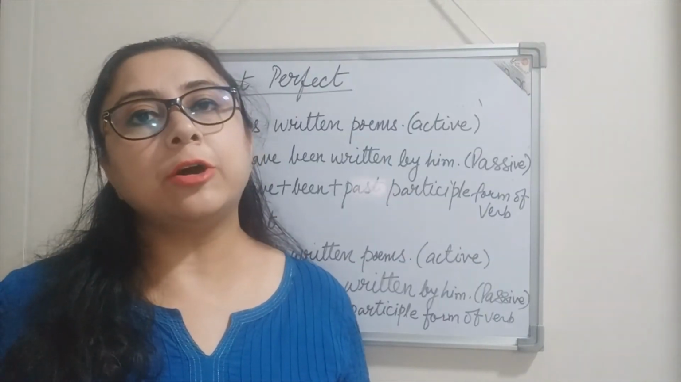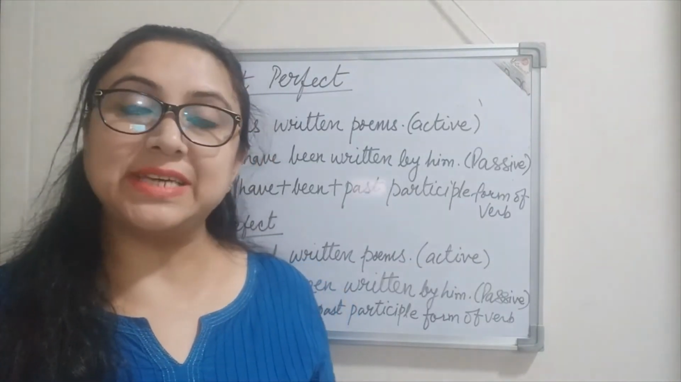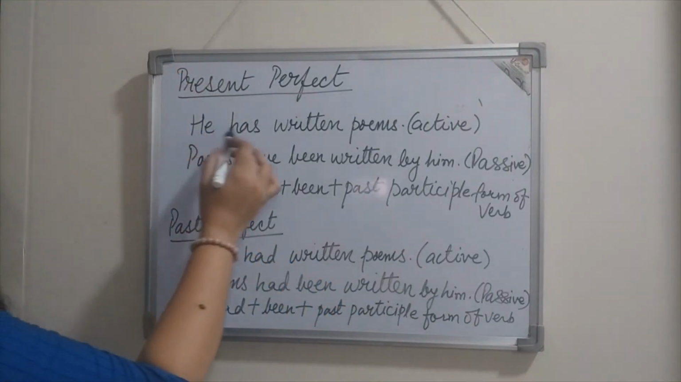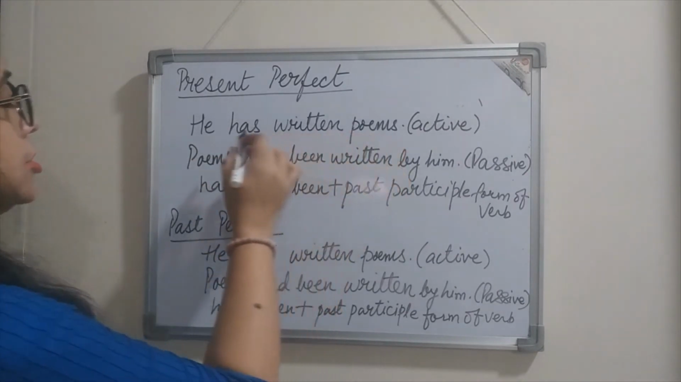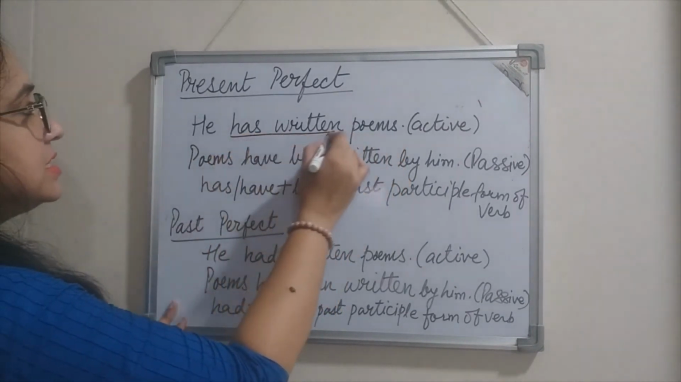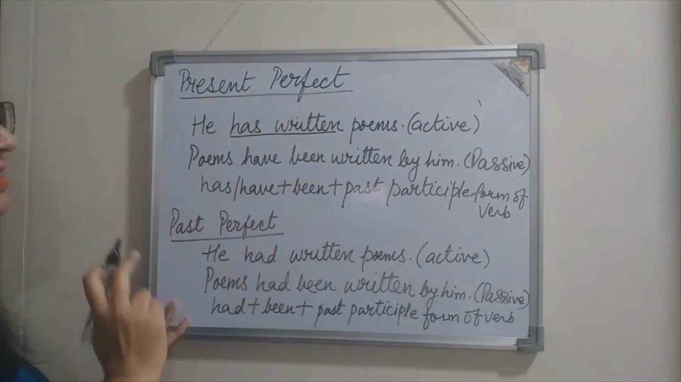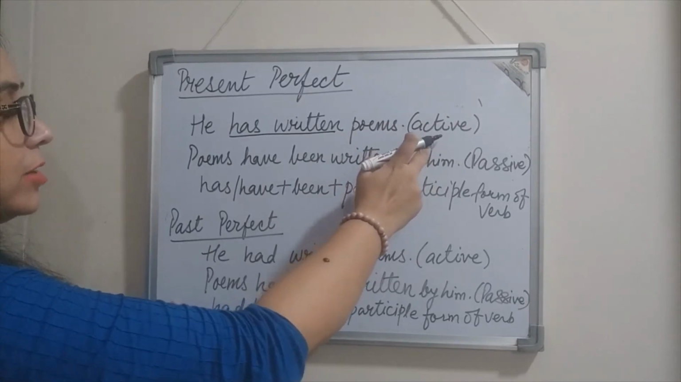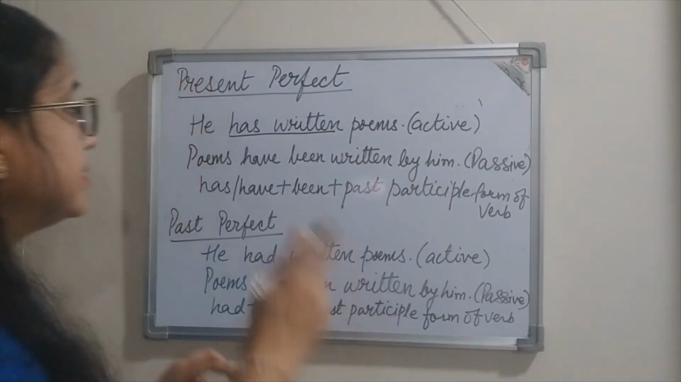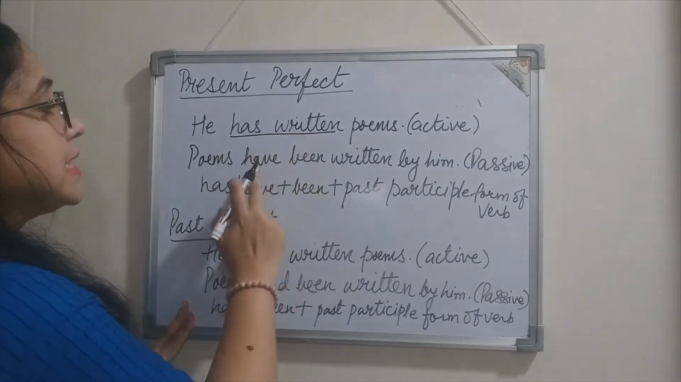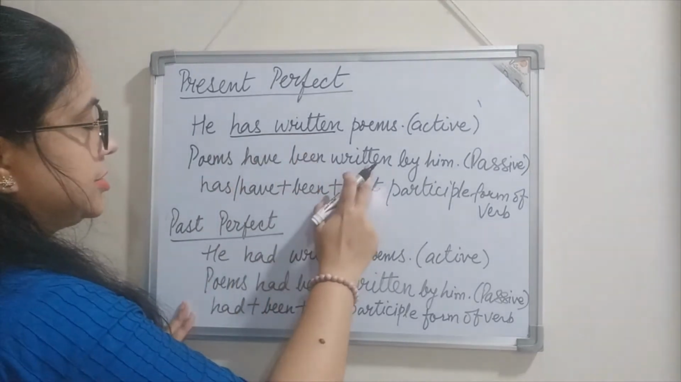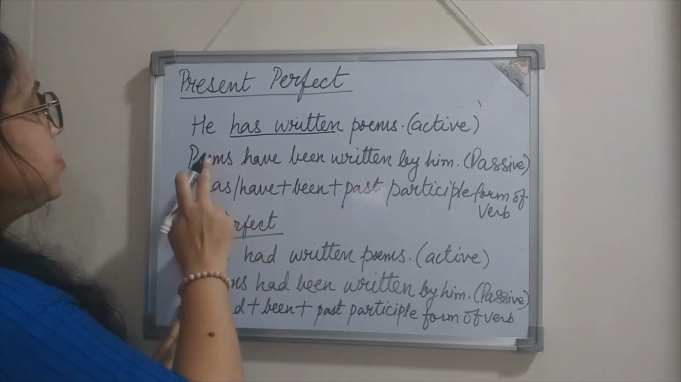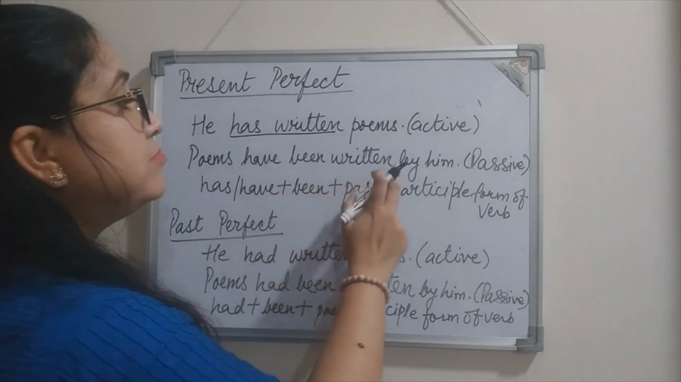So now moving on to the perfect tense form, starting with present perfect tense. Let's see the sentence. He has written poems. So here has written, this is present perfect tense. And which voice is it? Yes, it's active voice. Now how do we change it into passive voice? Has written becomes have been written, right? Now have again depends upon the subject, right? So poems have been written by him.